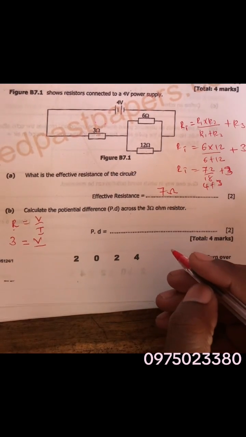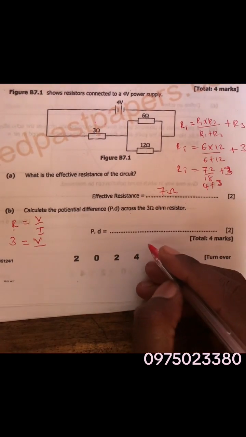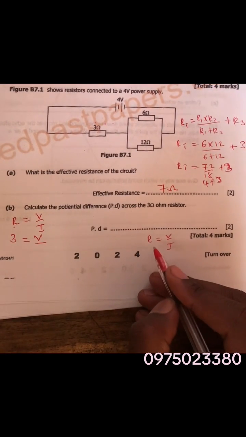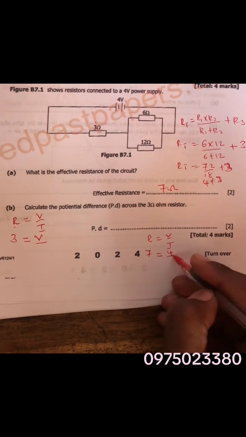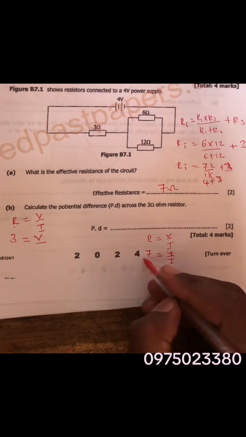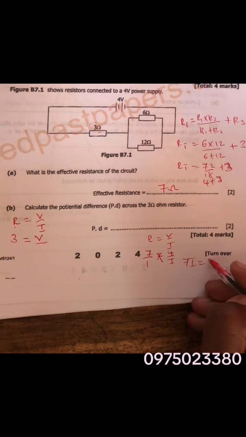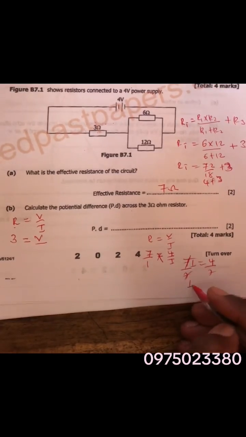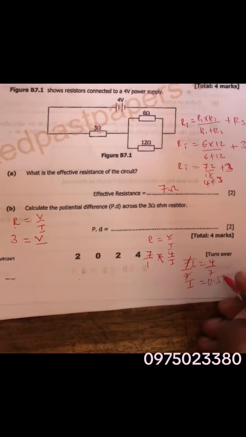To get that current, we are going to calculate the total current in this circuit. Remember, resistance equals voltage over current. What is the total resistance in this circuit? It is 7 equals, what is the total voltage in this circuit? It is 4, over the current that we're looking for. So we simply cross multiply: 7 times current, we get 7 current equals 4. Divide both sides by 7, meaning that the total current in the circuit is 4 divided by 7, which gives us 0.57. So the total current is 0.57 amps.